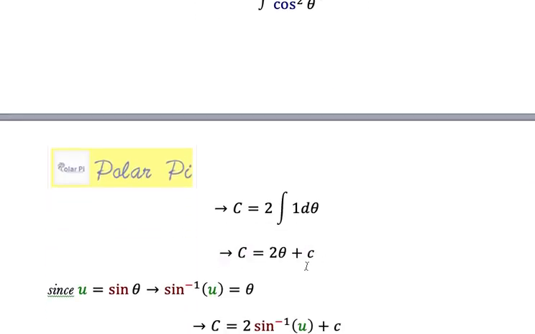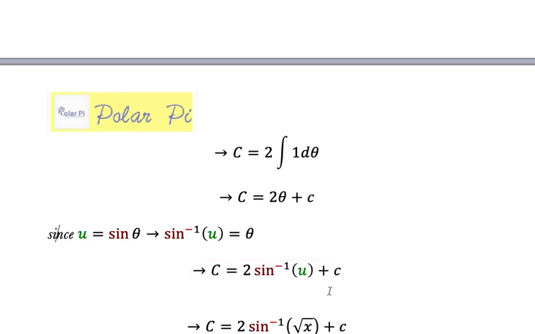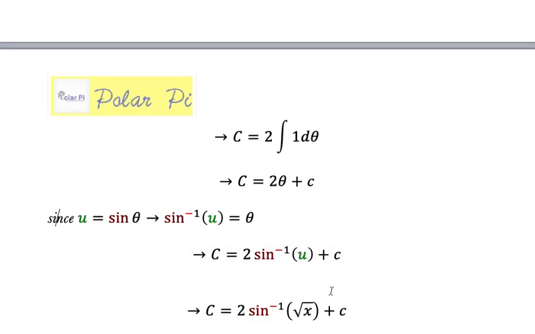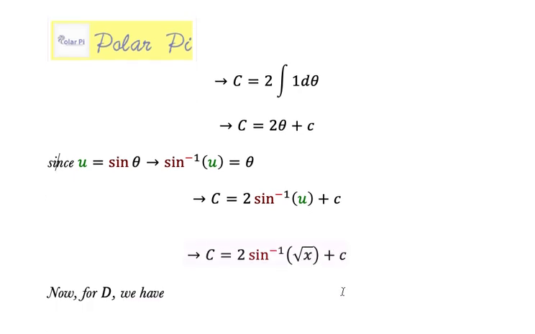So here we are. Now, remember, we'd said that u is sine theta. So then that means that sine inverse u is theta. So then we replace this theta with sine inverse u. And also, you should remember that very early on, we'd said u is square root of x. So then we recall that, and so we're done with C.